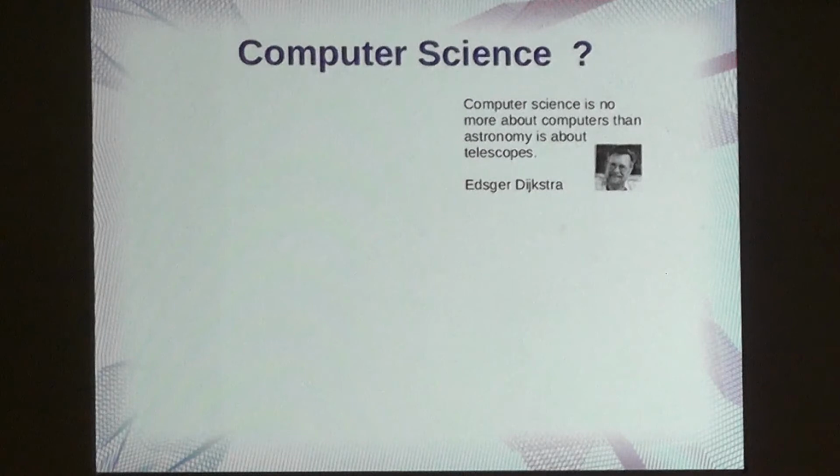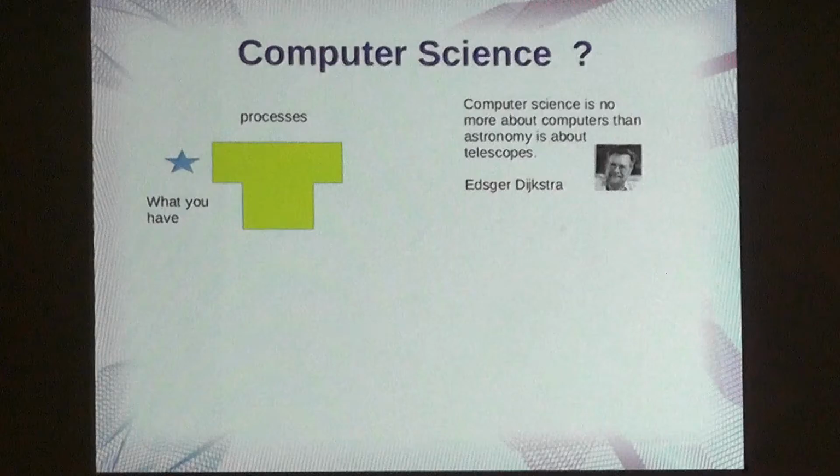So we have computer science, that's what we're talking about, but there's the opinion that computer science is not about computers. So what is it about? It's about process. Perhaps we should call it process science instead. And what is a process? A process is something that will take something that you have and it will give you something that you want.